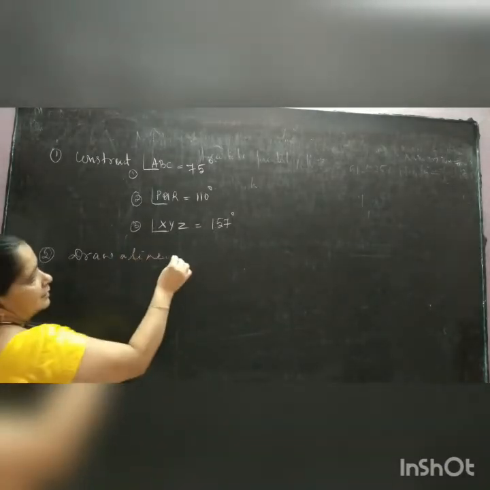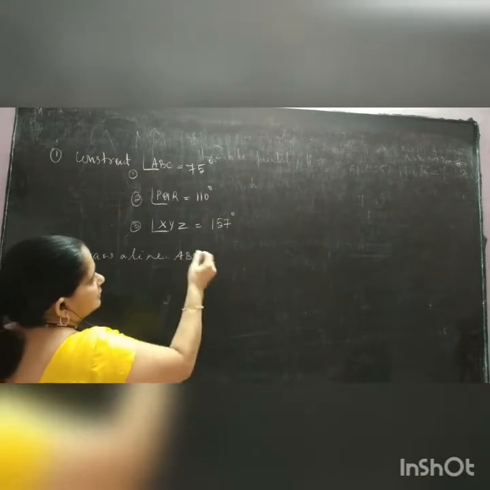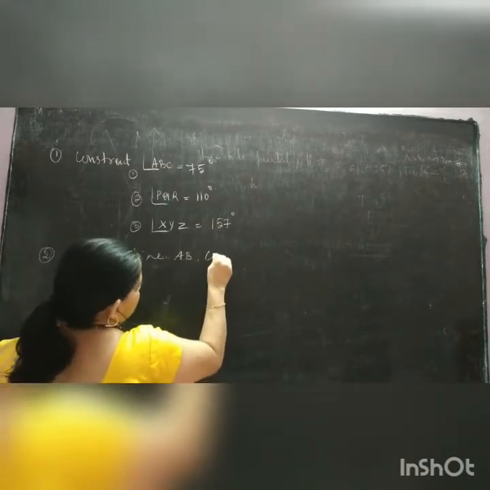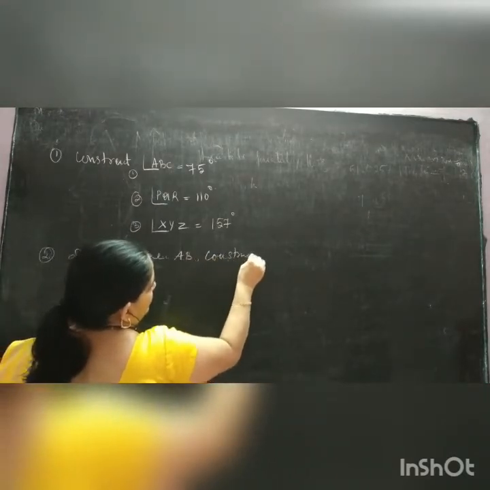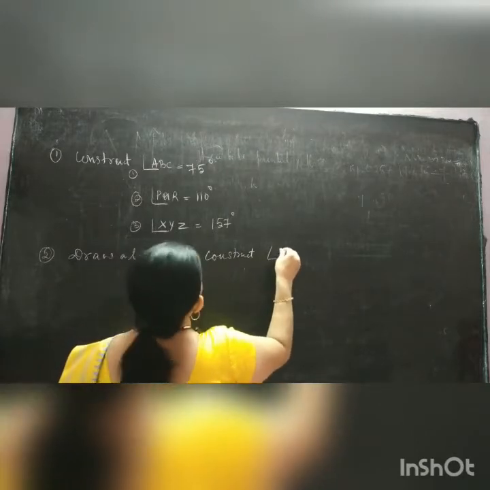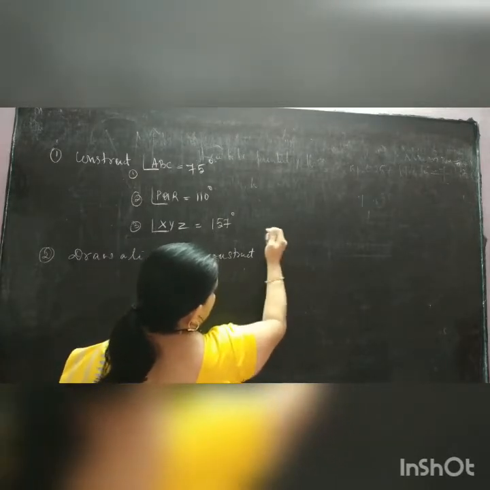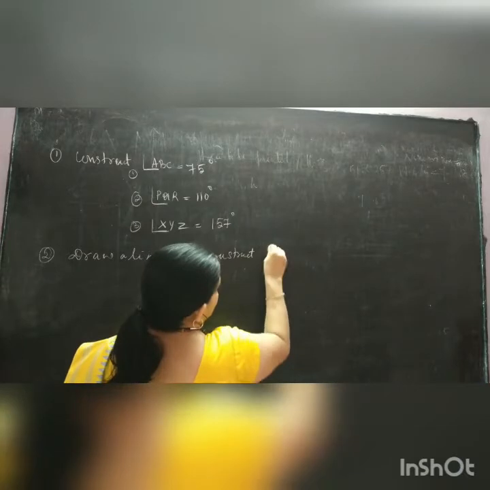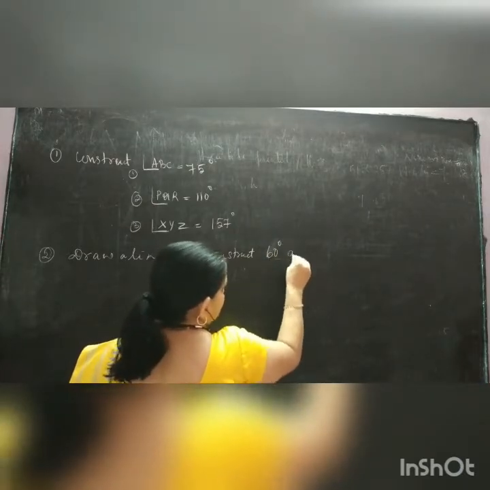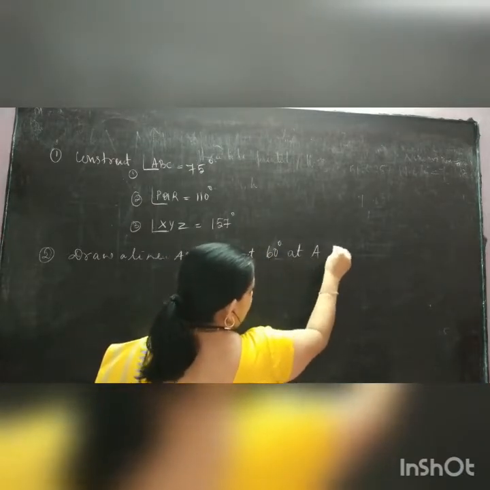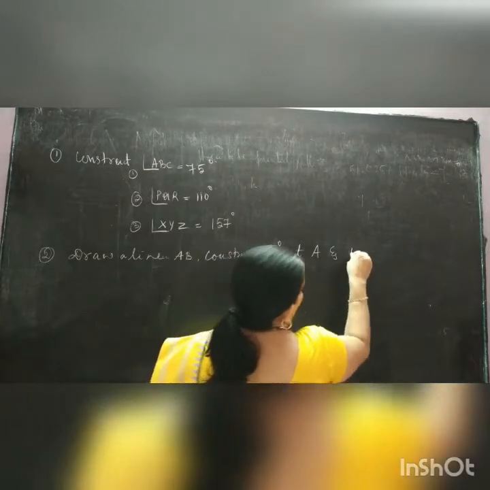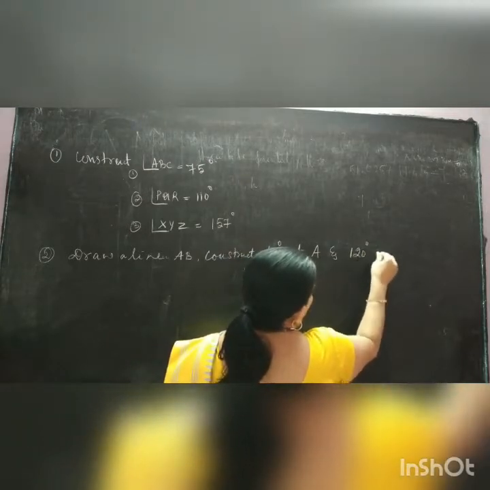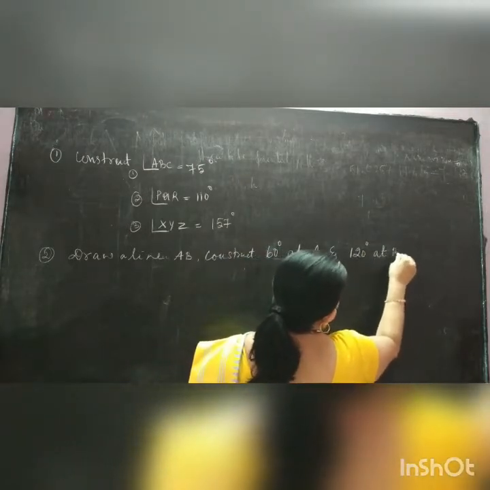Next, second one, draw a line AB. Draw a line AB. Then construct angle 60 degree at A and 120 degree at B.